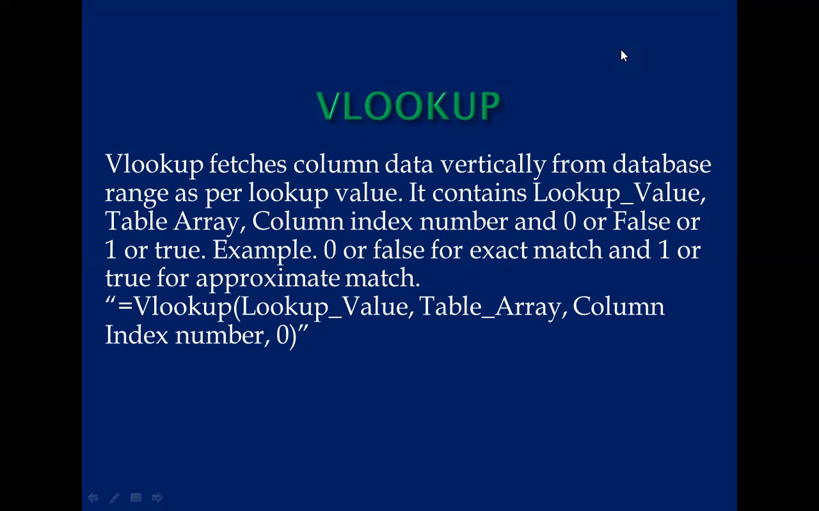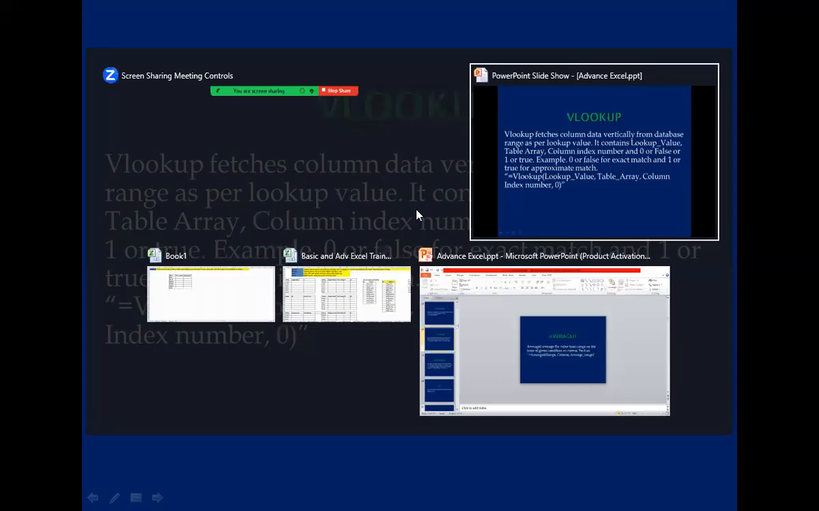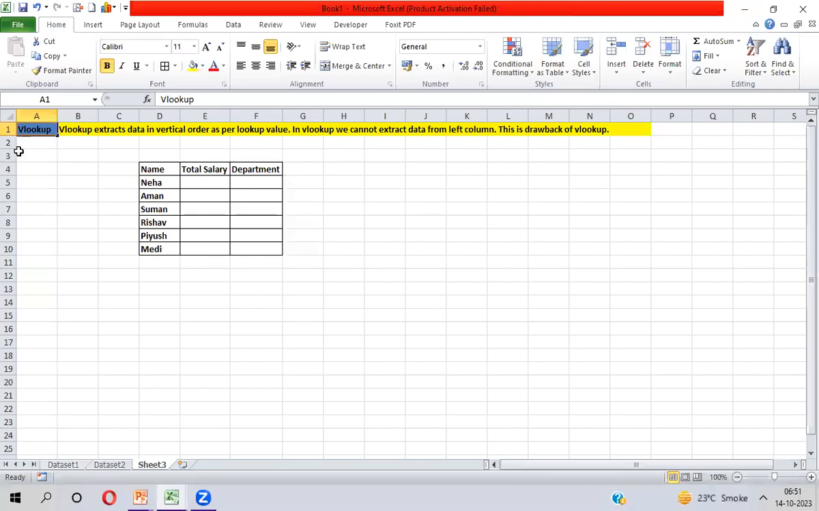So let's see the definition of VLOOKUP. VLOOKUP fetches column data vertically from a database range as per the lookup value. So it means VLOOKUP extracts data in vertical order. Here I have written the definition. So VLOOKUP extracts data in vertical order.